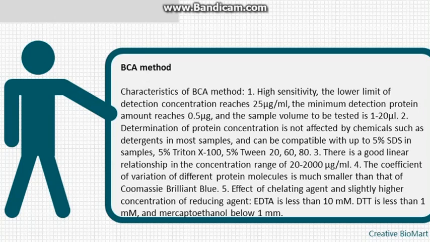3. There is a good linear relationship in the concentration range of 20-2000 μg/milliliter. 4. The coefficient of variation of different protein molecules is much smaller than that of Coomassie brilliant blue. 5. Effect of chelating agents and slightly higher concentrations of reducing agents: EDTA is less than 10 mM, DTT is less than 1 mM, and mercaptoethanol below 1 mM.